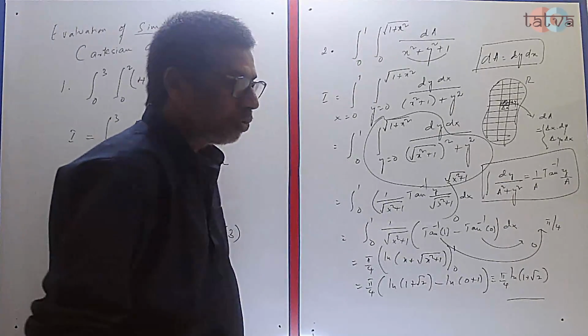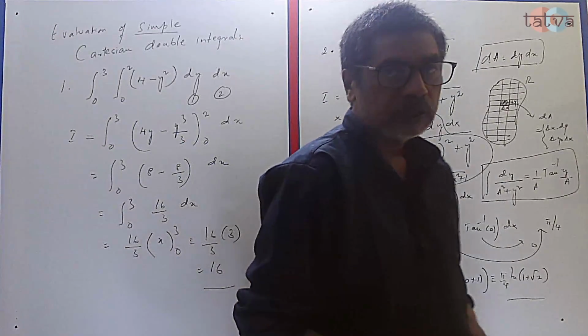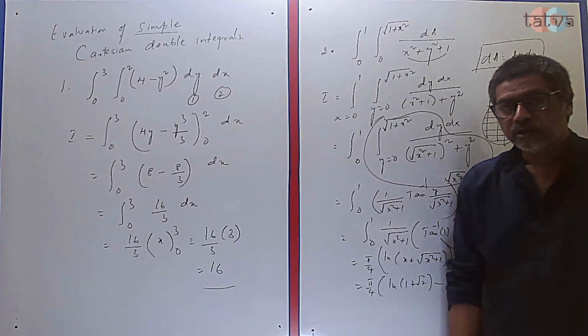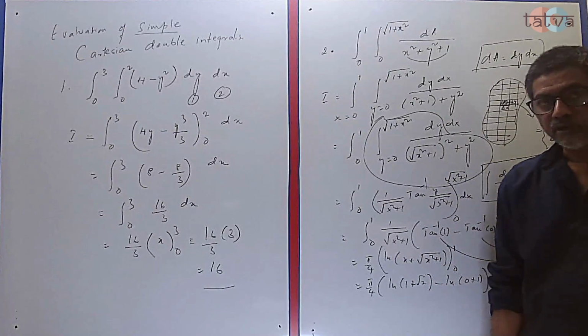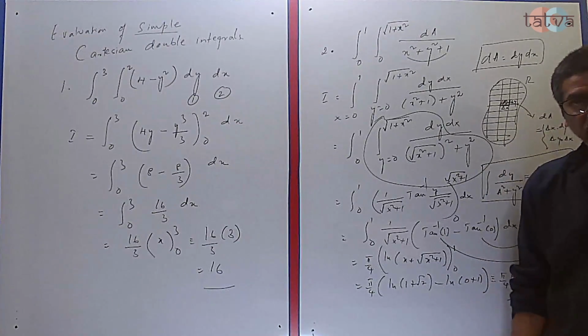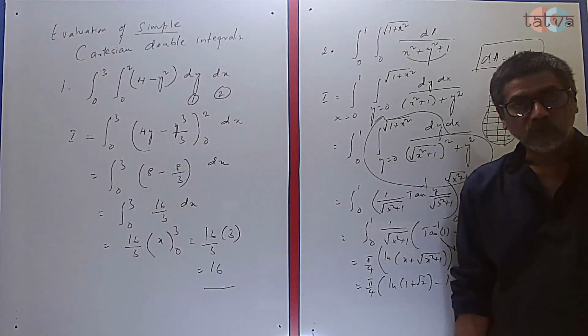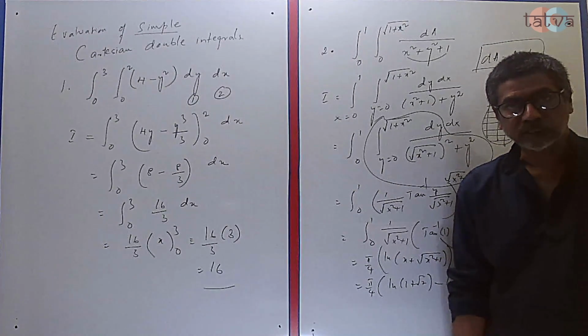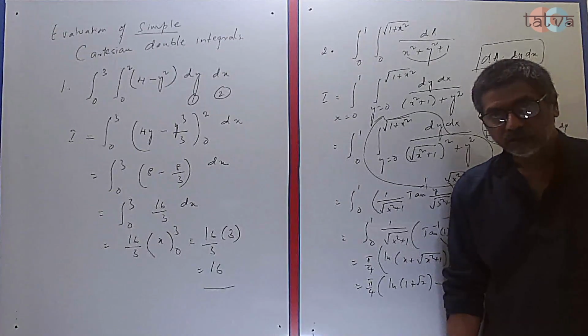So this is how, when you have variable limits, and in particular when the inner limits of integration are functions of x, the order of integration is dy dx and not dx dy. I hope you can now guess what should be the order when the inner limits are functions of y. Then the order would be dx dy. So let me take this example after this one.